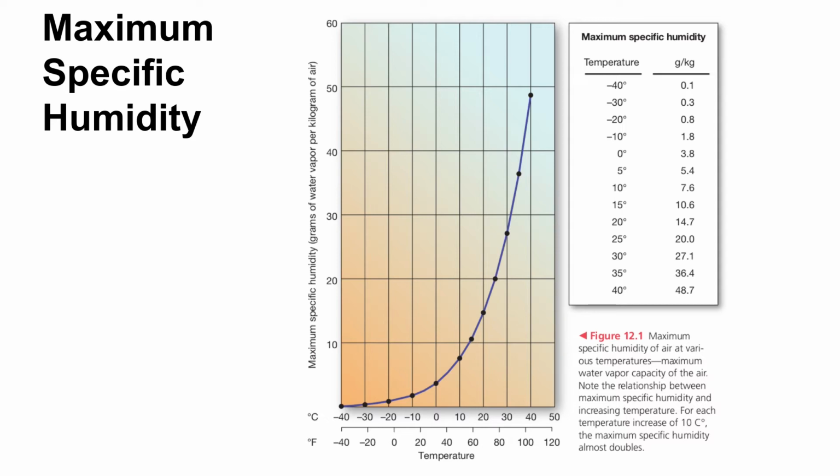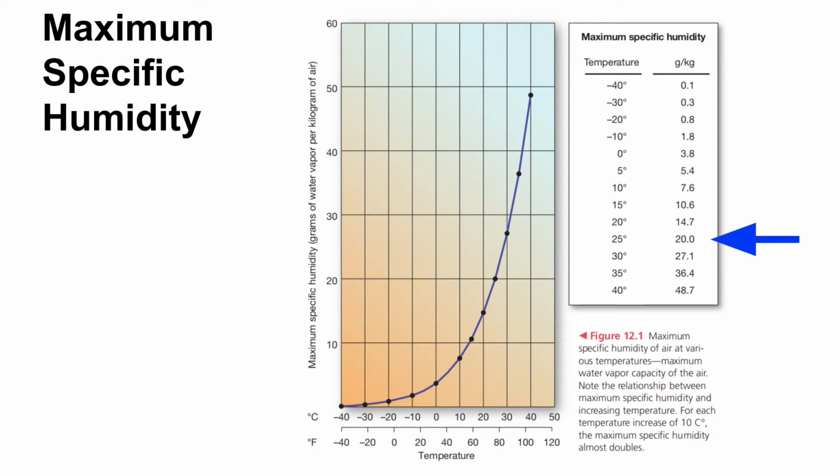So this is a chart of maximum specific humidity. It's a slightly different chart with a table. I thought that might be helpful so you don't have to guess. And here's how you use the table or the chart to find maximum specific humidity if you know the temperature. So for example, if it's 25 Celsius, you go up till you hit the line, and then you go over to the left. So at 25 Celsius, the maximum specific humidity is 20 grams of water vapor per kilogram of air.